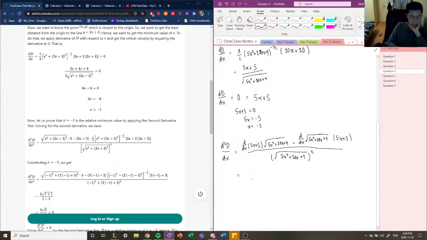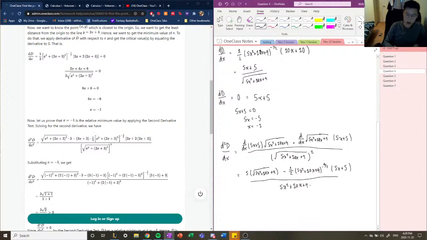Cool. So let's differentiate this, I guess, for a bit. So this is going to be 5 times 5x squared plus 10x plus 9, minus 1 over 2 of 5x squared plus 10x plus 9 to the negative half, times 5x plus 5. Okay, so this is a pretty big function. And we also have 5x squared plus 10x plus 9. Okay? All right, so we're not going to simplify this. We're just going to plug in negative 1 here, and we're going to find what our value is. Okay?